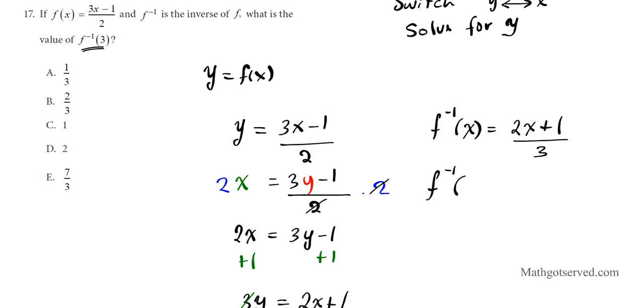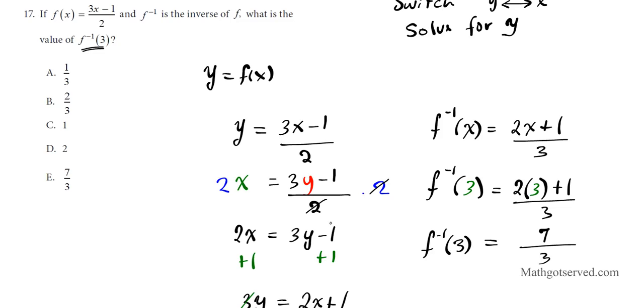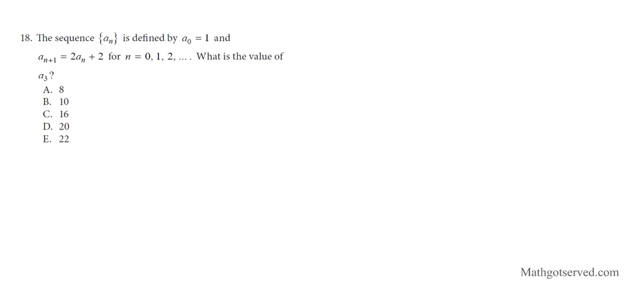So we have f to the negative 1 of 3 equals 2 times 3 plus 1 over 3. Using order of operations, you multiply first. 2 times 3 is 6, plus 1 is 7. 7 over 3 is your inverse of f at 3. So the answer is option letter E. All right. Now let's move along to question 18.